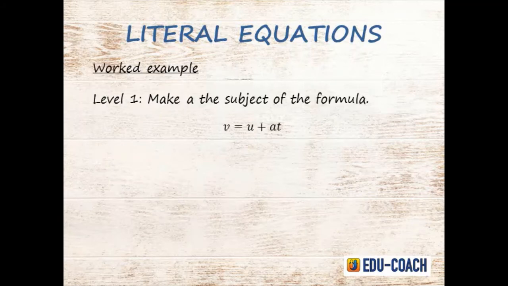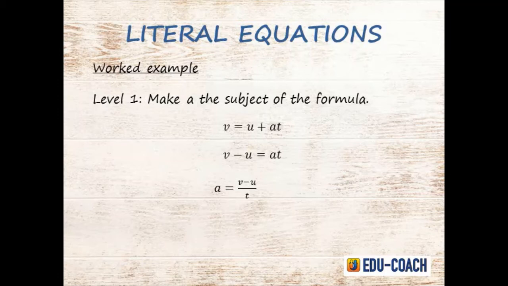In the first example, we have V is equal to U plus AT, and we have to make A the subject of the formula. We take the U over to our left hand side, so we have V minus U is equal to AT. Remember, this is a linear equation, so we are solving for A. We have to apply the methodology that we've learned previously. We want to isolate A on one side of the equation. So we have AT on our left hand side, so we divide both sides by T, and we are left with A is equal to V minus U over T.